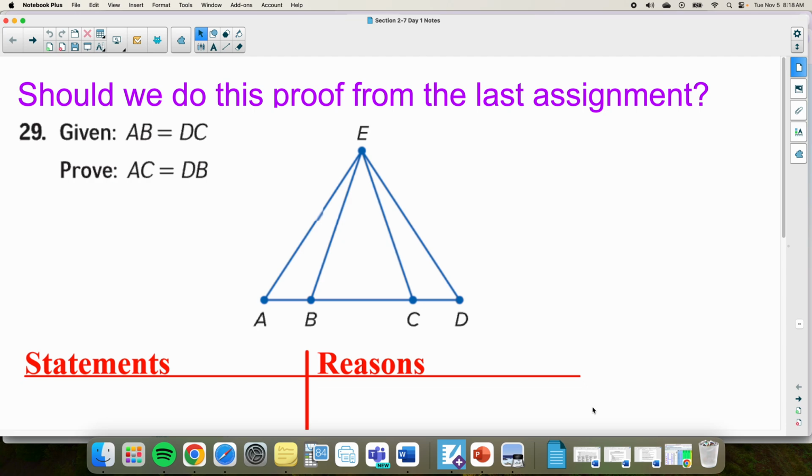So this was a proof that was in your homework last week. And I think I'm gonna just show it to you guys real quick. I don't believe there will be one that is as hard as this, but if you still have your homework from last week, this is number 29. It would have been Thursday's homework, okay?